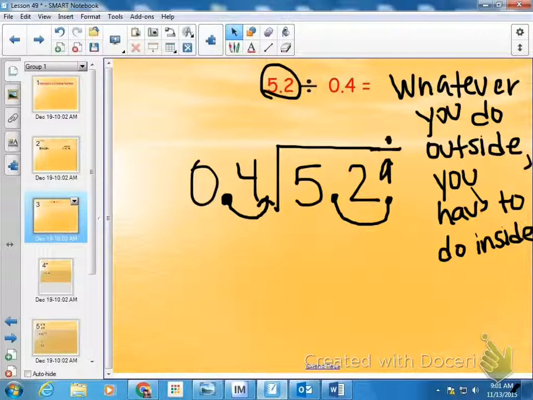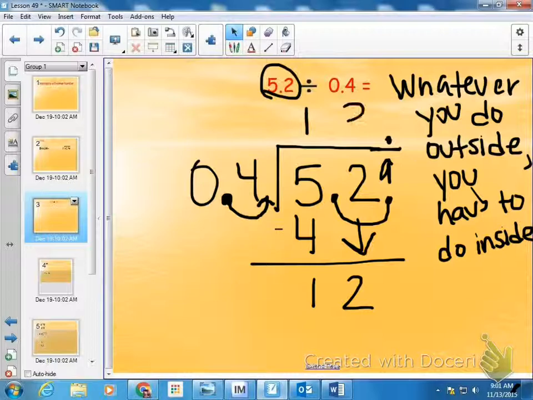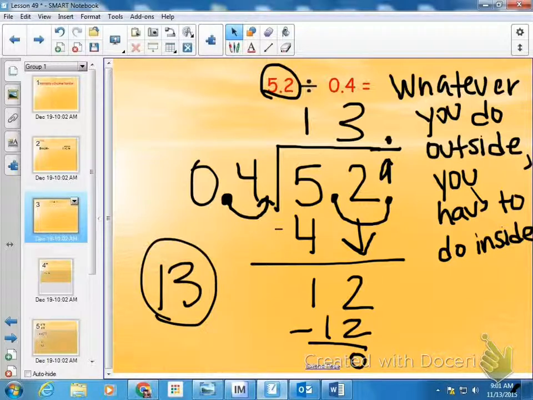Will 4 go into 5? Yeah, it'll go into 5 1 time. 1 times 4 is 4. Subtract that. That leaves me with 1. I bring my next number down, which is 2. 4 goes into 12 3 times, minus 12. And luckily, we have no remainder. And so my answer is just 13. I could leave my decimal there, but it could hide behind its mama.